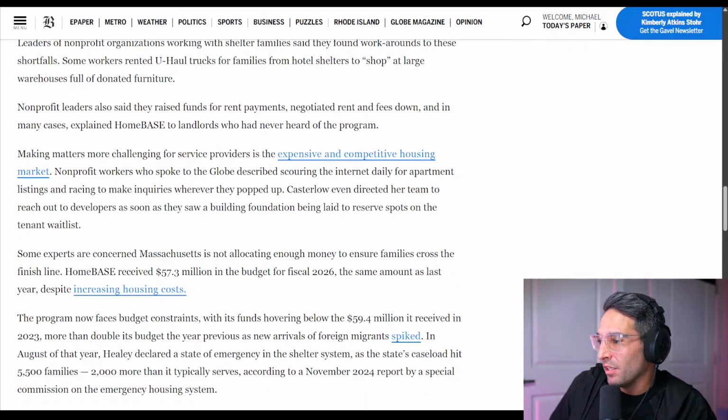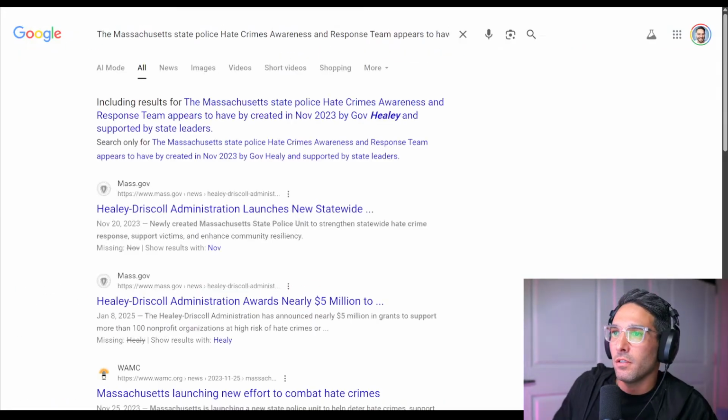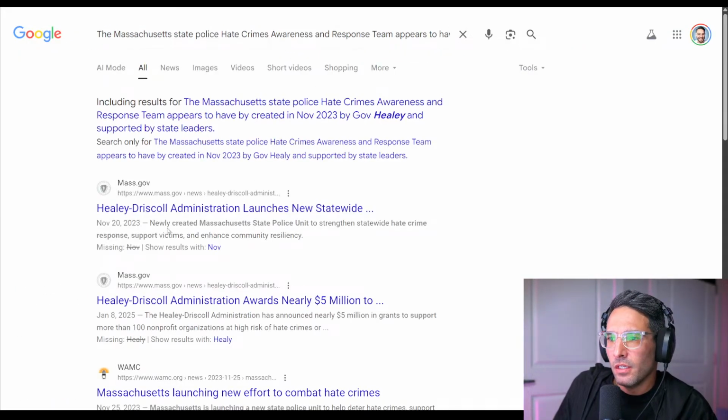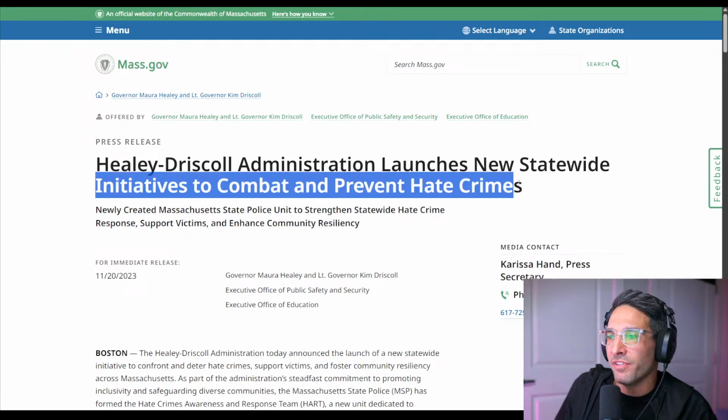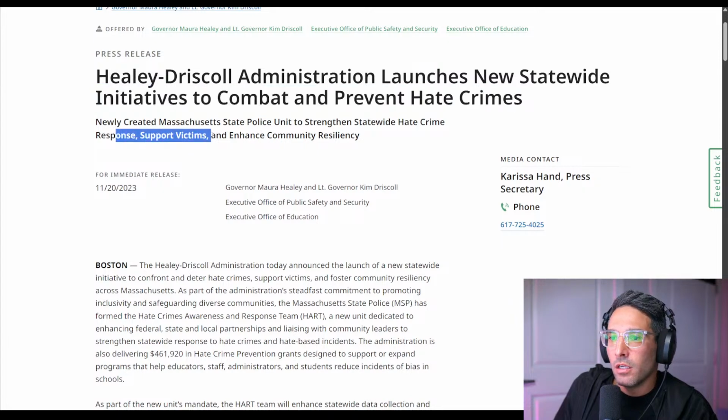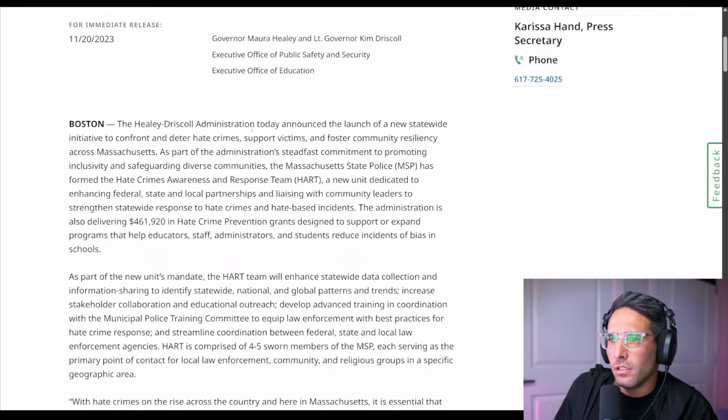I'm going to have to look into, actually, let's try this. Newly created Massachusetts State Police unit to strengthen statewide... You might be right about this. Healey-Driscoll administration launches new statewide initiatives to combat and prevent hate crimes, support victims and foster community resilience across Massachusetts. Yeah, the Massachusetts State Police has formed a Hate Crimes Awareness and Response Team. This is it, a new unit dedicated to enhancing federal, state, and local partnerships.